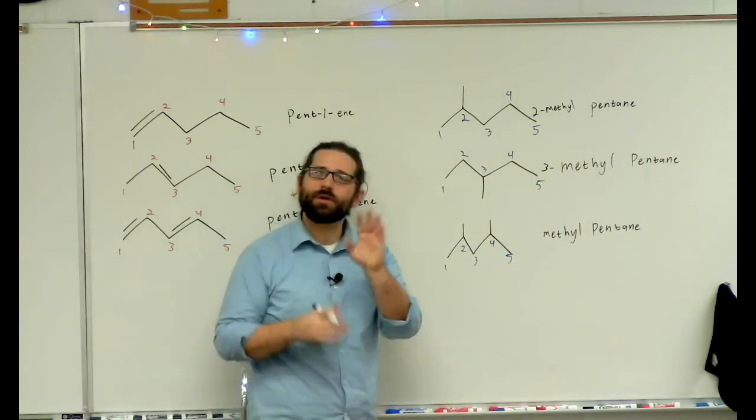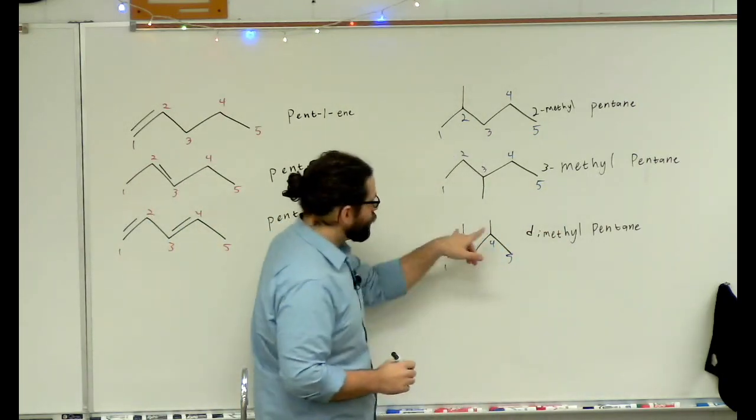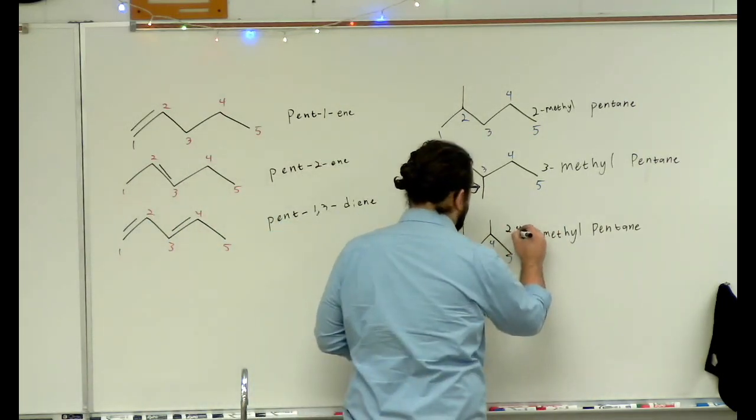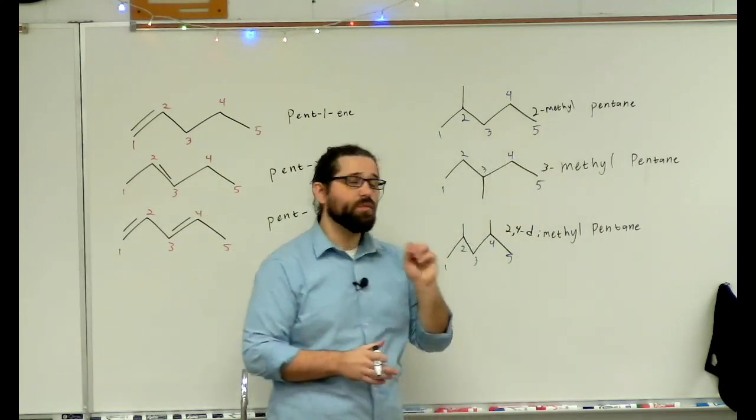My last one, I have 2 methyl groups. I'm going to do the same thing I did with this double bond where I use that di prefix. So I'm going to say dimethyl, because I've got 2 of them. And then they start on the 2 and the 4. So I'm going to say 2,4-dimethyl pentane. Whenever I'm naming side chains, I need to add in those numbers to identify which carbon this starts on.